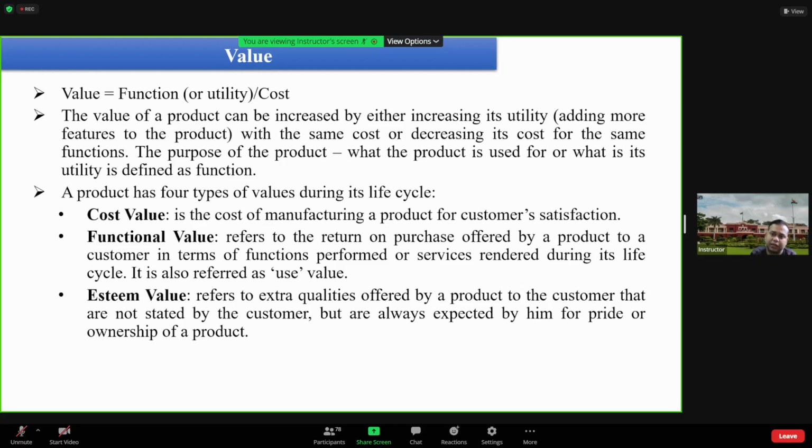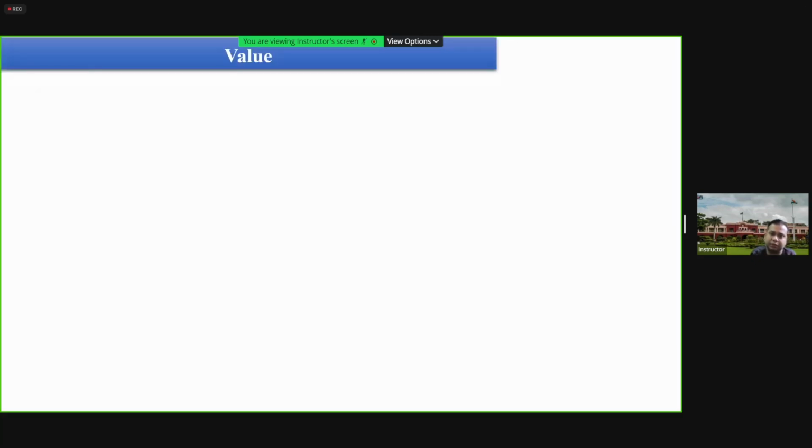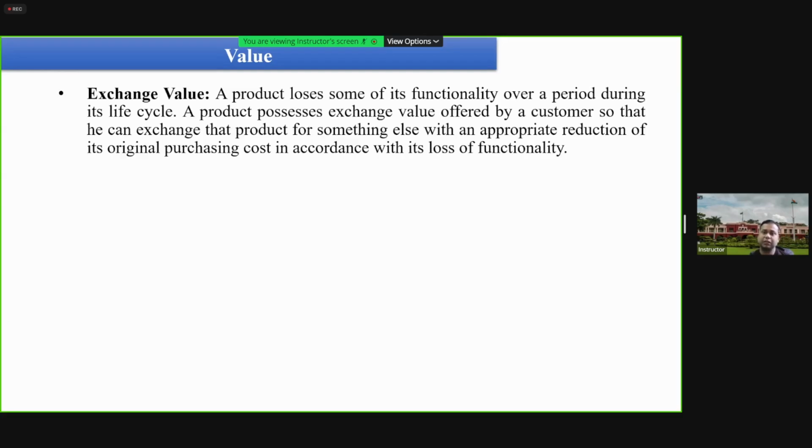The last one we can say is the exchange value. Once the product loses its functionality, its features, or for us its useful life is over, whether it is going to offer some sort of return if we exchange the product or not. So exchange value, or we can say the salvage value, is what the product is going to offer us. So this was about the various elements of quality, and the things that we need to consider to ensure that a quality product is being delivered to the customer.